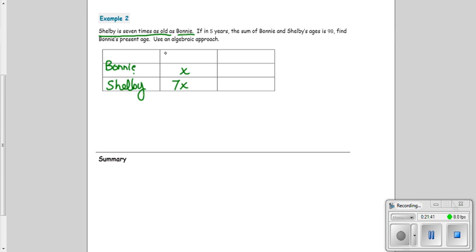Now, this represents their present age. And it says, if in 5 years. So let's let this column represent the future age. If in 5 years, Bonnie will be 5 years older, and Shelby will be 5 years older as well. So this represents their age in 5 years. And we know that the sum of their ages will be 98.